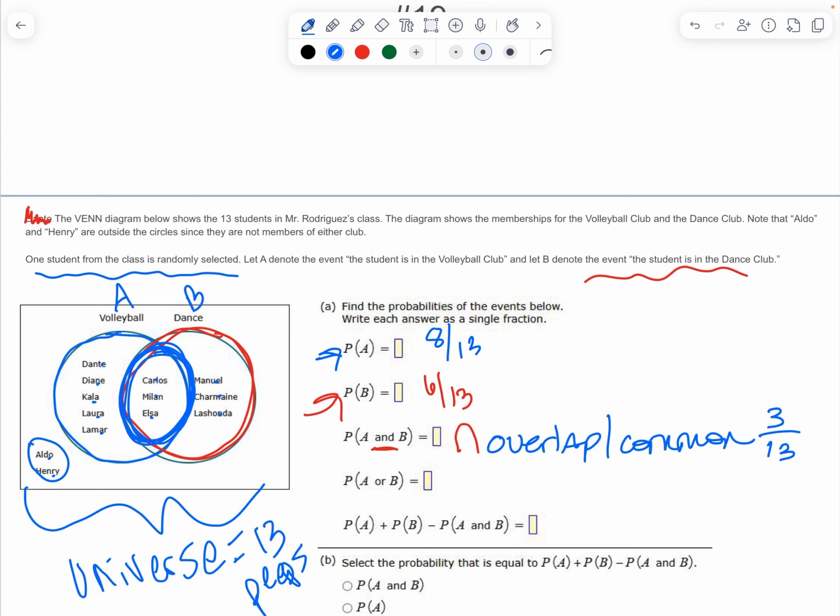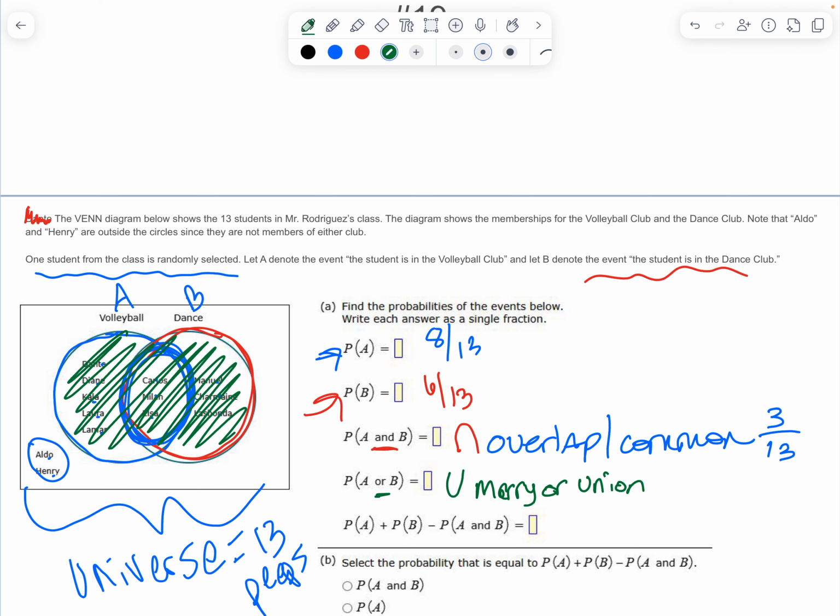We've also seen the word or in a previous video. That usually looks like this, and it means union. You know when you get married, you're having a union between 2 people. So we are going to marry everybody in volleyball and everybody in dance together. If you count up all of those humans in there, you are going to end up with 11 out of 13. Hopefully that makes sense.